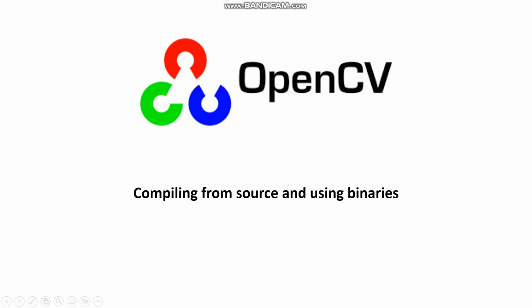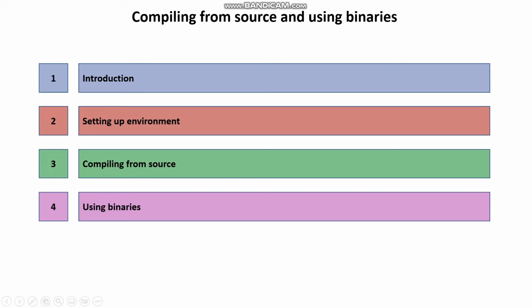Today we're going to be compiling the OpenCV project from its source code and also learning how to use the binaries as a result of the compilation of the source code. So essentially it deals with not only setting up the environment to do such a task and not only compiling the source code into a set of binaries, but actually how to use those binaries and include them into a project of your own choice.